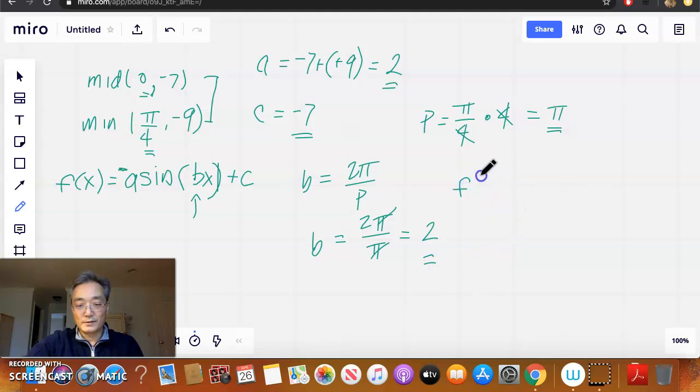So f of x is equal to, and again, it's negative because it's going from midline to minimum, right? It goes down, not up. So midline to minimum, so negative, and a is 2. It's my amplitude, times sine of my frequency, which I just found, is 2x, and then my midline. My midline is at -7, so it's -7. And here's my function.